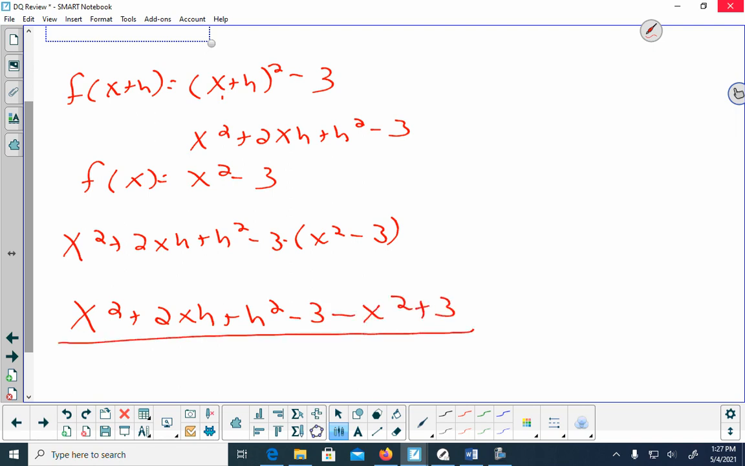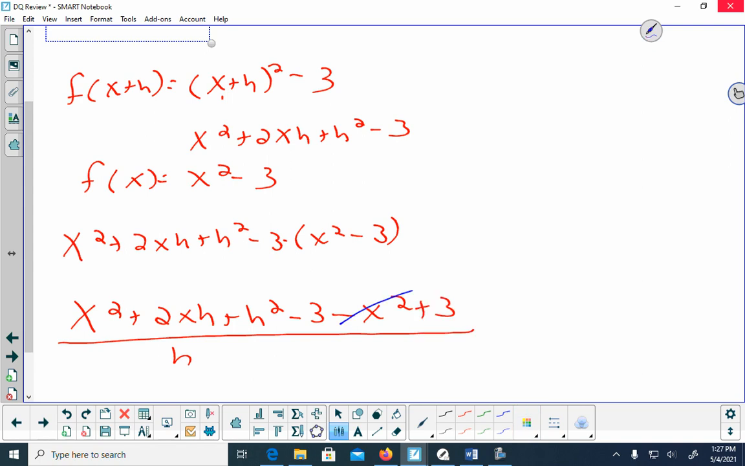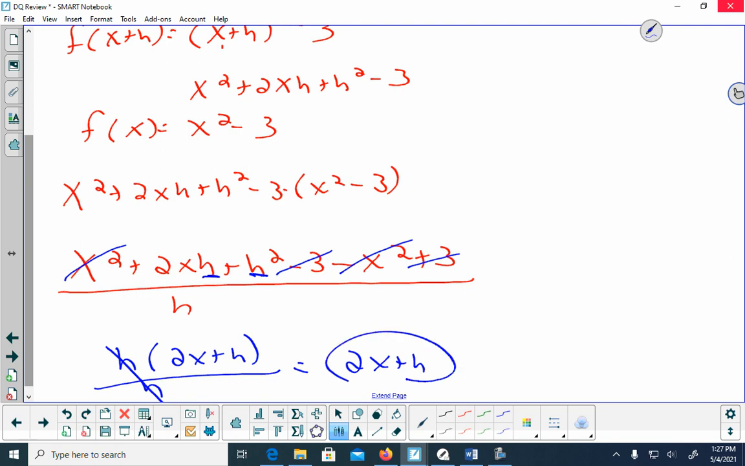And this is all over h. The x and the negative x will equal 0. The negative 3 and the 3 will equal 0. I have an h here and an h here. I'm going to factor that out and make it h times the quantity of 2x plus h. This is all over h. The h's simplify. My final answer is 2x plus h.